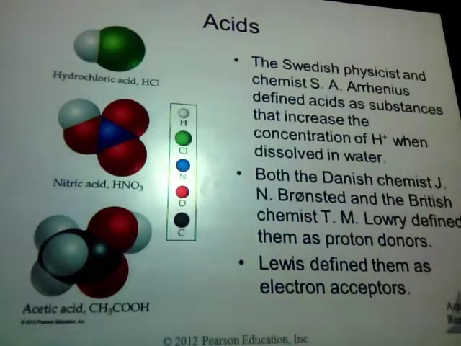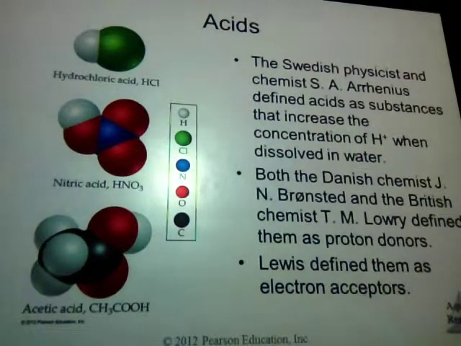Now, Arrhenius's definition of acid was good, but then Bronsted and Lowry came along, and they defined it in a little bit of a different way. They said that an acid would be something called a proton donor. If a substance is really an acid, it will give away that hydrogen ion when it's in a solution. And we're going to talk more about that in a few more slides.